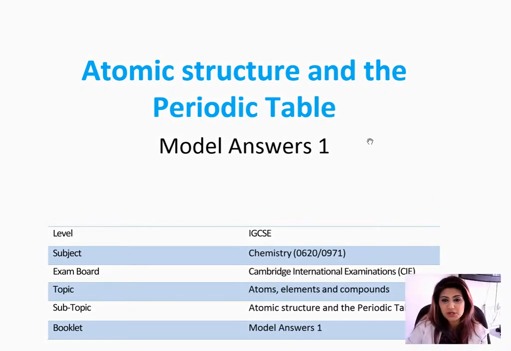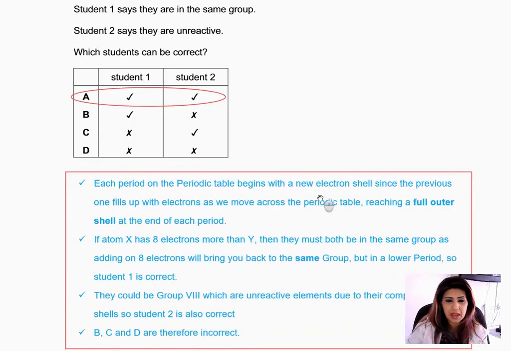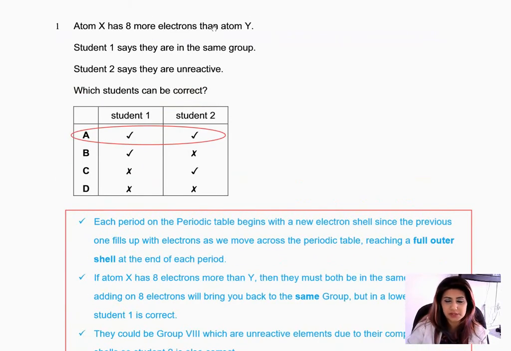So, atomic structure and the periodic table. The first question is: atom X has 8 more electrons than atom Y. Student 1 says they are in the same group, and student 2 says they are unreactive.